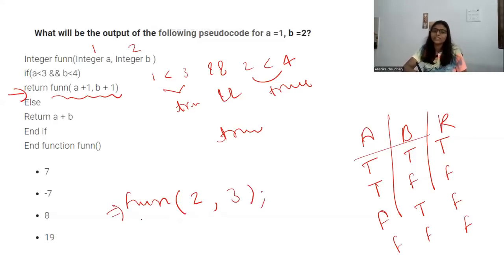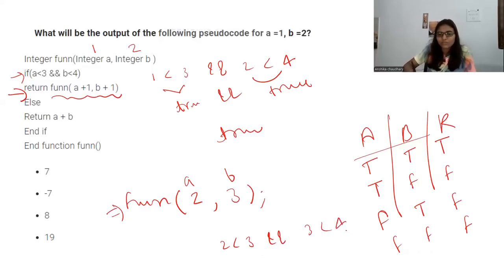But as we can see, this is again a recursive function call. So the same function will be called with a value equals 2 and b value equals 3. The control will come here and again check the condition: if a is less than 3, so here I'm checking 2 is less than 3, and b is less than 4, so 3 is less than 4. Once again both of the conditions are true. We can see here directly.